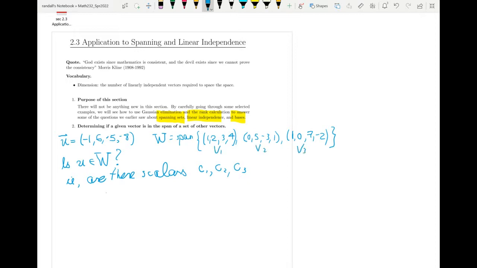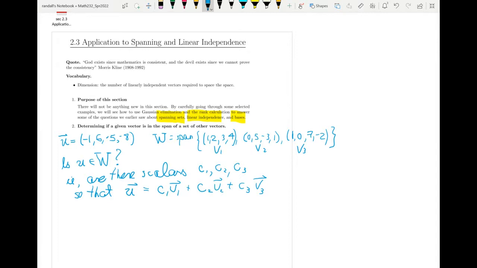Are there scalars c1, c2, and c3 so that we can write u as a linear combination of those three vectors? So here we are: c1 v1 plus c2 v2 plus c3 v3. That's what it means for u to be in the span of the set. Since the span of the set is the set of all linear combinations, for a vector to be in the span of a set of vectors, it must be a linear combination of those vectors. So a linear combination of these three vectors would be a combination of this form. I need three scalars. Can I find three scalars so that this sum on the right adds up to u? That's using the definition of span of a set of vectors.